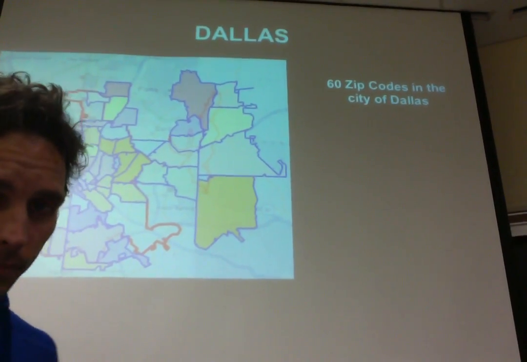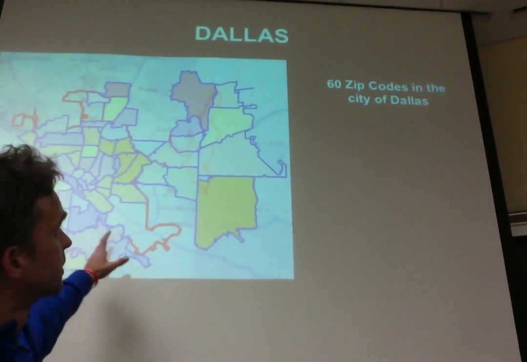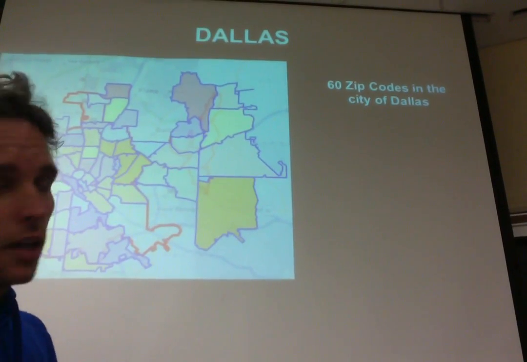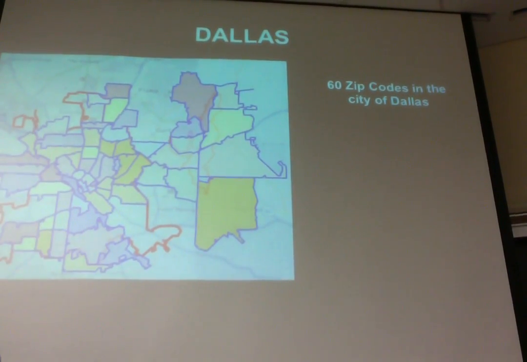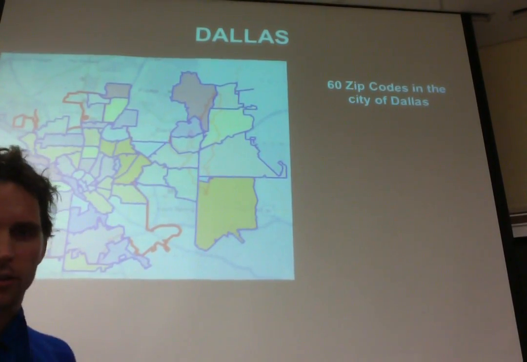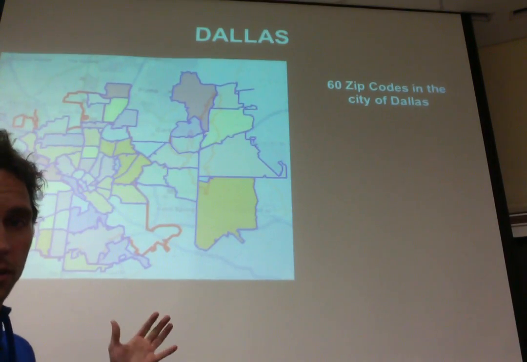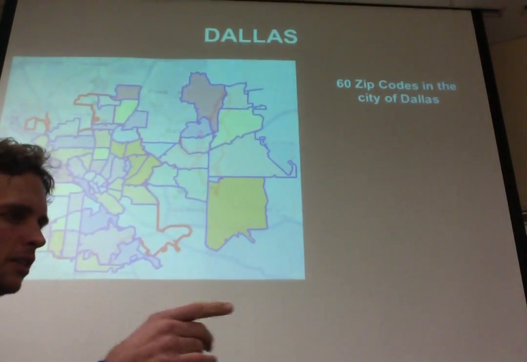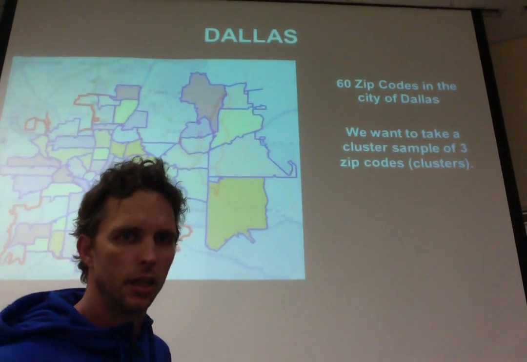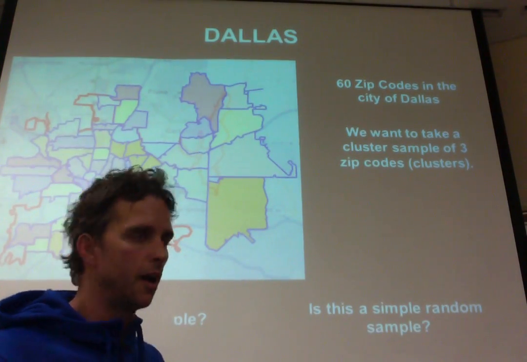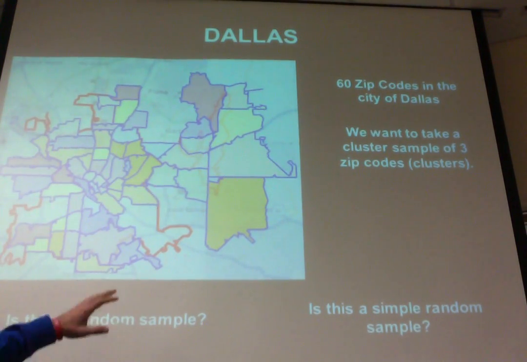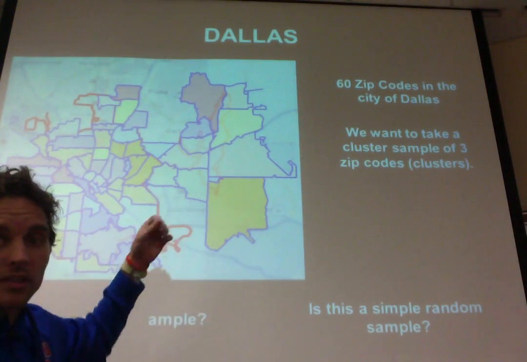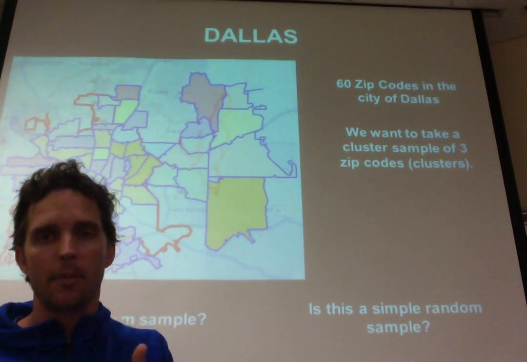So this is one that you can go look at also. That's online, on the presentation. It turns out there are 60 zip codes in the city of Dallas, and that's them all broken out. I think we're in 75206 here at SMU, but there's a lot more out there. Basically what we would do is break all these up, and then randomly select a couple of these zip codes.